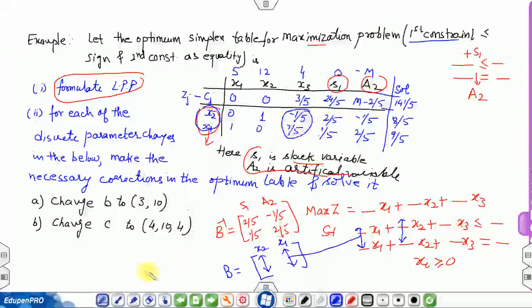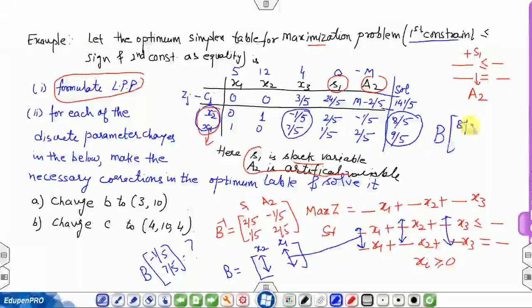So if you multiply this matrix B with this column, that is minus 1 by 5 and 7 by 5, you get a vector that will be here. Similarly, this is the right hand side. If you multiply this matrix B by 8 by 5 and 9 by 5, you will get this vector. What about the right hand side? Here the objective function is already given to you, that is 5, this is 5, this is 12, this is 4. So this is the way to calculate the first part.